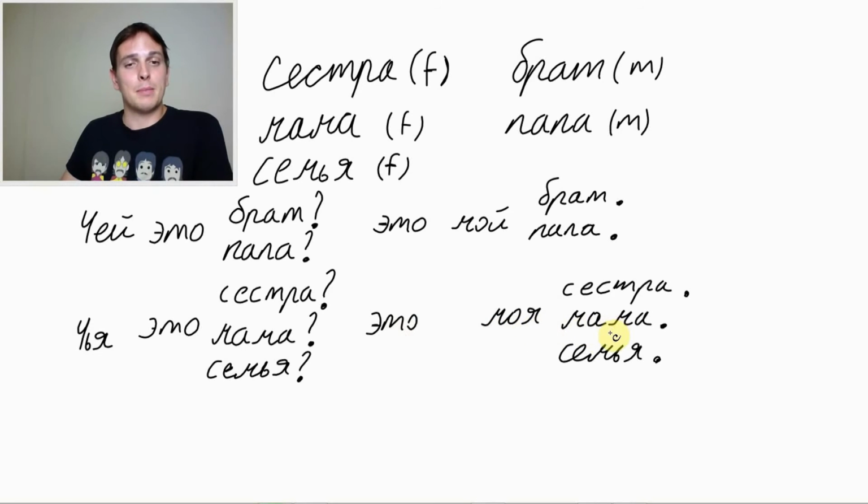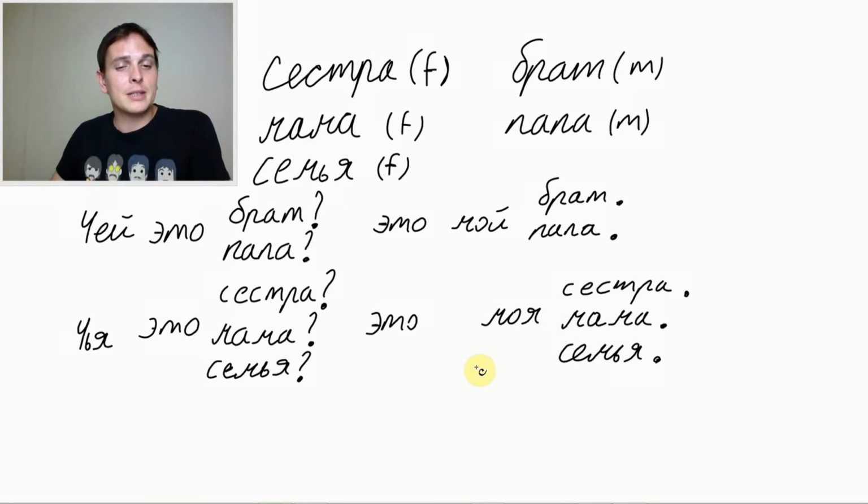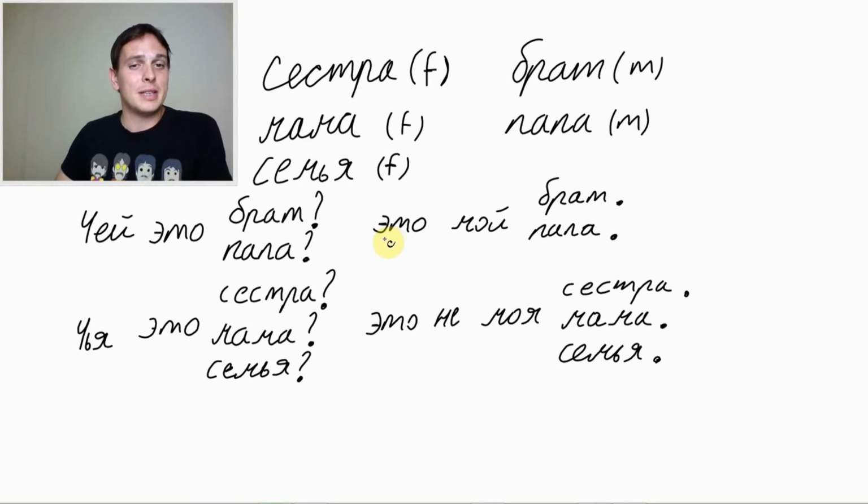Это моя мама. But we can also answer not. This is not my mother. This is not my sister. This is not my family. Then we would need to put не between это and моя. And не becomes not. It negates the sentence. Это не моя сестра. This is not my sister. Это не моя мама. This is not my mother. Это не моя семья. This is not my family. Well, and for brother and father, it would be the same. Это не мой брат. Это не мой папа. This is not my brother. This is not my father.